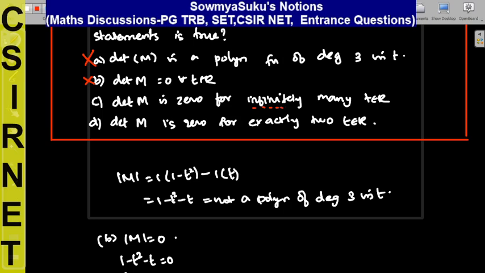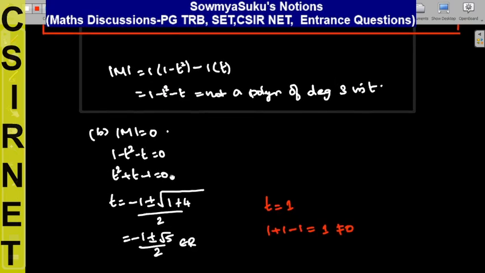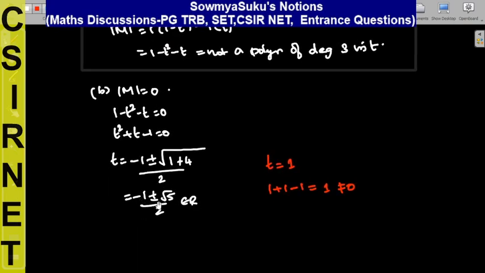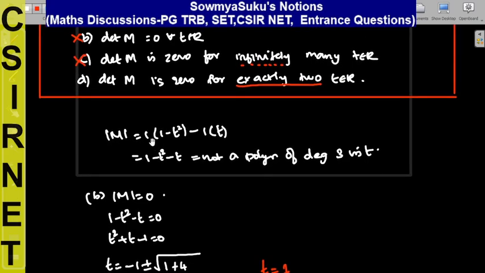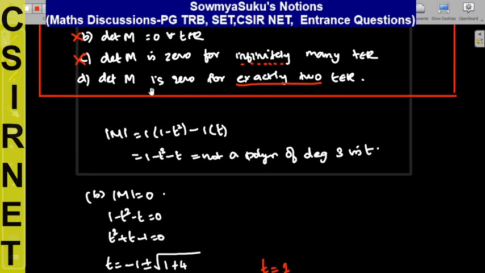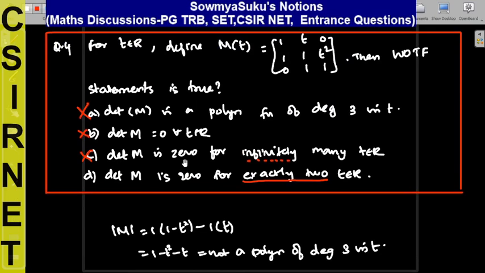Similarly, infinitely many is wrong, but for exactly 2 values, the determinant is 0. Here you can see that exactly for these two values only, this value is equal to 0. If I am putting these values, these are the roots, right? So these two give 0. So we can say that option D is the right one. Determinant of M is 0 for exactly 2 t belongs to R.